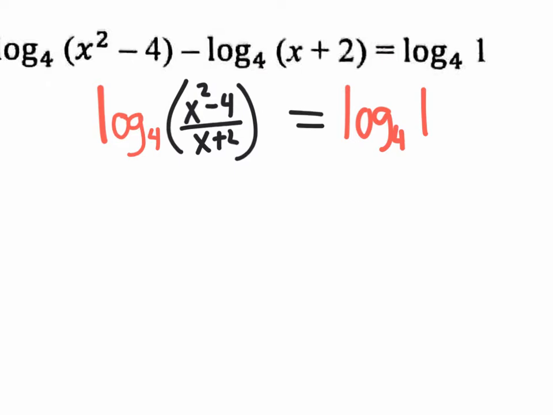We're going to get rid of log base 4 by raising both sides to become powers of base 4. That cancels, a 1 comes down, and we're going to have a new equation. Let me rewrite it.